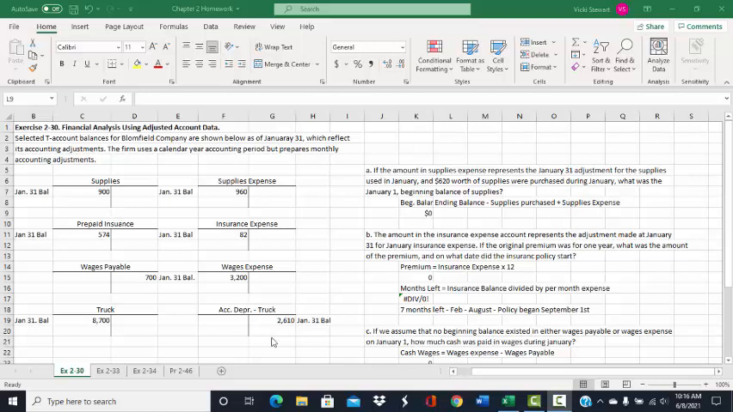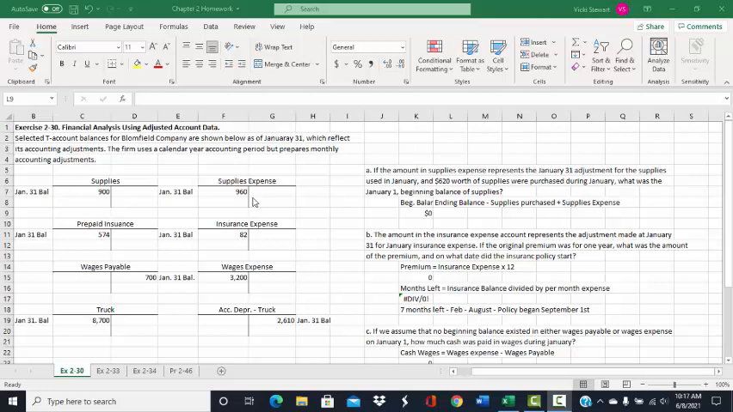So we're going to use the information in the T accounts as well as some additional information that we're given to answer questions. In the A portion it says, if the amount in supplies expense represents the January 31st adjustment for the supplies used in January and $620 worth of supplies were purchased during January, what was the January 1st beginning balance in supplies? Okay, so this is our ending balance, $900, what we have left at the end of the month. We used $960 worth of supplies during the month.